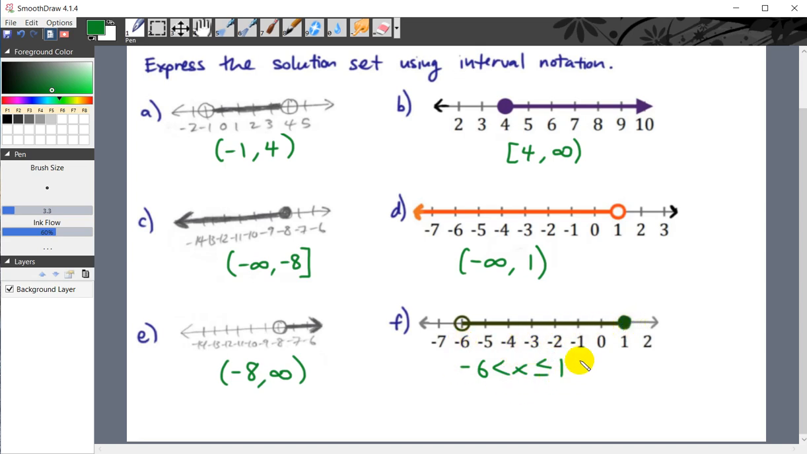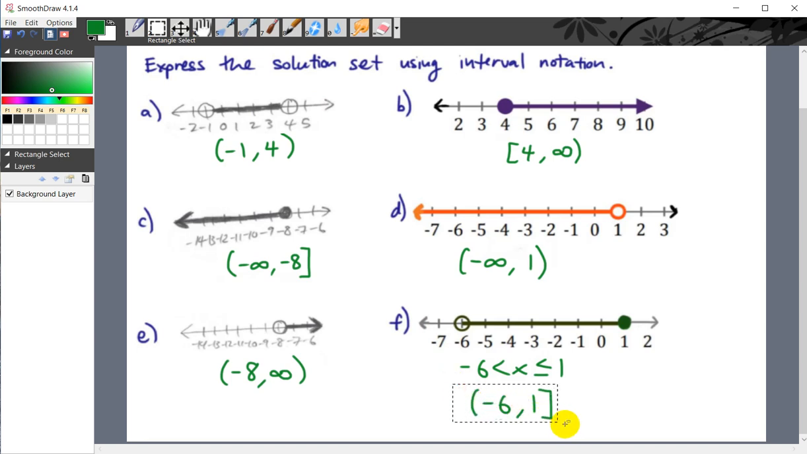Okay, so if we want to write it in interval notation, we can just write from -6 to 1. -6 will have the open parenthesis, and 1 will have the square bracket. Okay, and that's generally how you would do letter F.